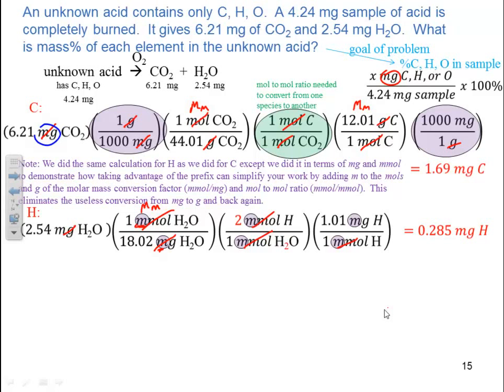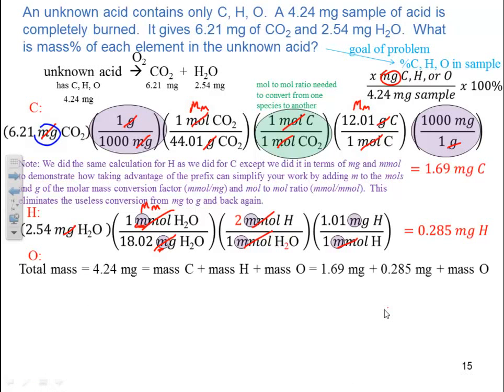Now, I've got to figure out oxygen. There's a couple of ways. The simplest way is to say, okay, I know that my unknown sample was 4.24 milligrams, and I already know the amount of carbon and hydrogen. Well, anything left will tell me how much oxygen was present. So we'll do that calculation. For oxygen, we're just going to take the total mass, which is 4.24 milligrams. That's going to equal the mass of the carbon, the mass of the hydrogen, and the mass of the oxygen. Plug in my numbers I found out for carbon and hydrogen, subtract those numbers, and that will give me my mass of oxygen. So 2.26 milligrams of oxygen was part of that unknown acid.